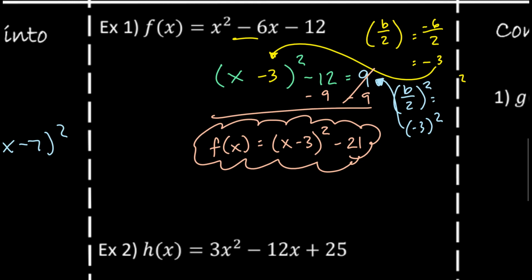Then you ask yourself, okay, what did I do to that b value divided by 2? Well, I'm squaring it, so that's what I need to subtract from the other side. Then get everything on one side and you're done. This is called completing the square. You're converting from standard to vertex form.